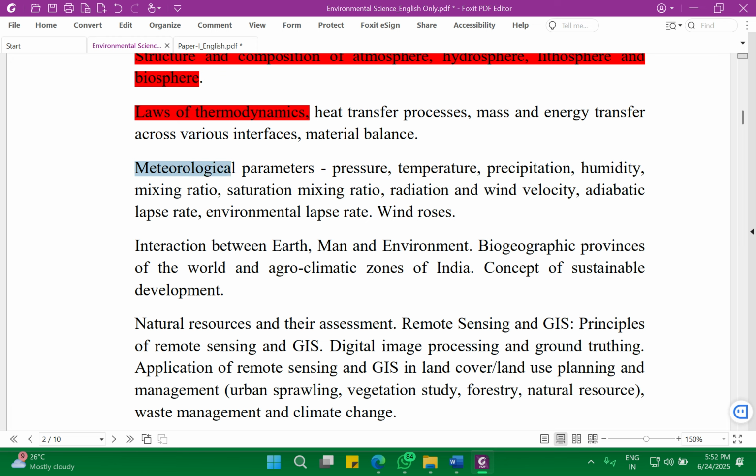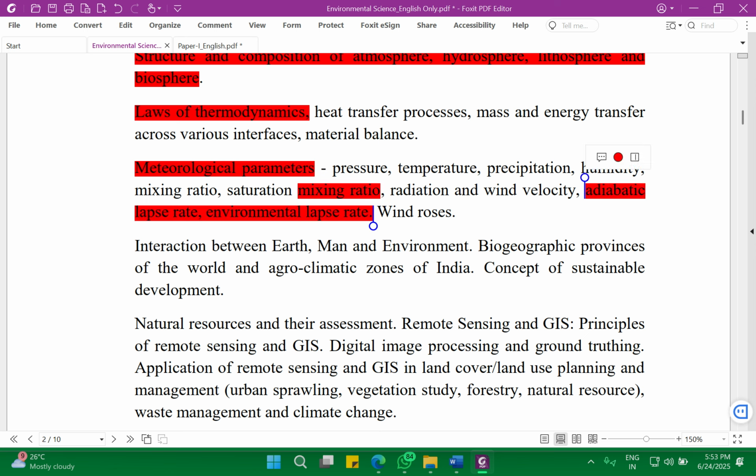then some questions related to this meteorological parameter, especially this mixing ratio. And definitely one question will come from this lapse rate. Either it may be adiabatic or environmental lapse rate. They may give some figure, or they give some equation, or they may give some formula, and they may ask whether it falls under adiabatic or environmental lapse rate.